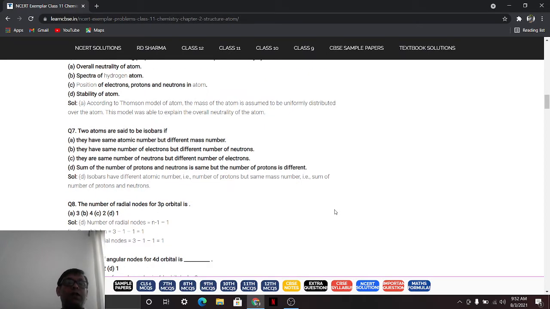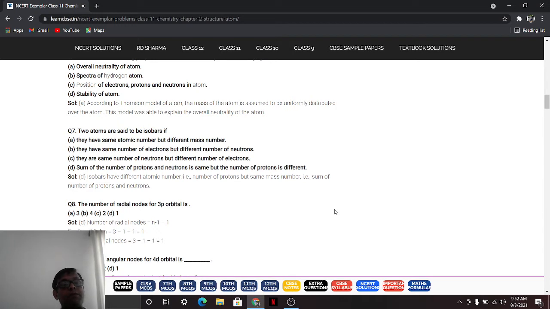Isobars, isomers, isobars. Here, they have the same atomic number but different mass number. Two isomers are said to be isobars. They have the same atomic number, different mass number.